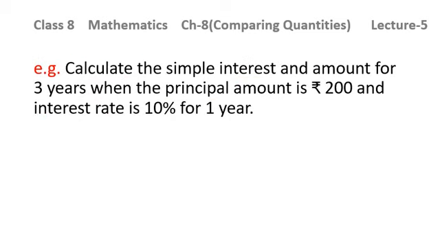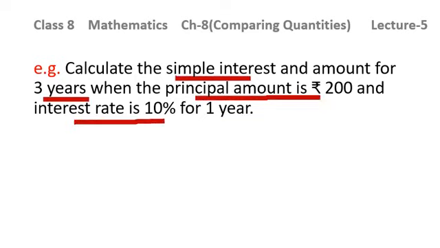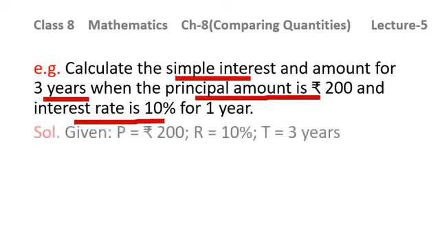Now for example, let us see how to calculate simple interest. Calculate the simple interest and amount for 3 years when the principal amount is 200 and the interest is 10% for 1 year. We need to find the simple interest and amount for 3 years when the principal amount is rupees 200 and the rate of interest is 10% for 1 year. Given principal is rupees 200, rate is 10%, time is 3 years.